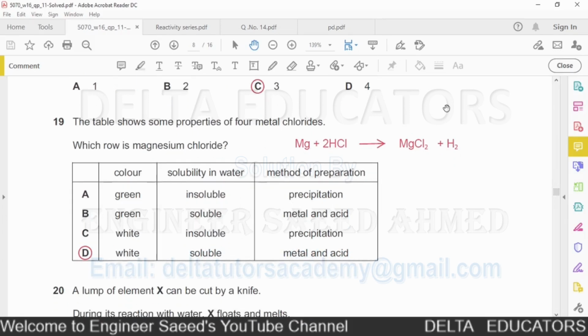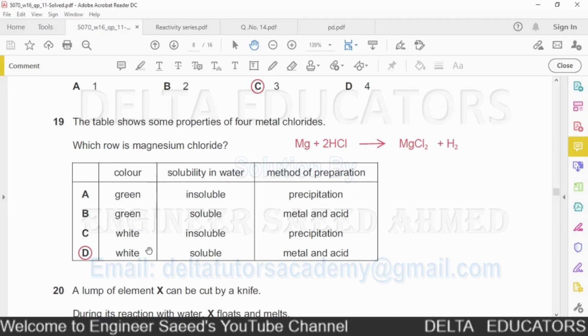Question number 19. The table shows some properties of 4 metal chlorides. Which row is magnesium chloride? Magnesium chloride is formed when we react magnesium with hydrochloric acid. We get magnesium chloride and hydrogen gas is liberated. Now first we check the options. Here in the first column it is given color, and for color in option A and B it is given green, in C and D it is given white. Here our possible options are C and D.